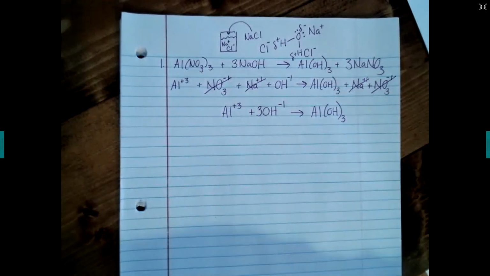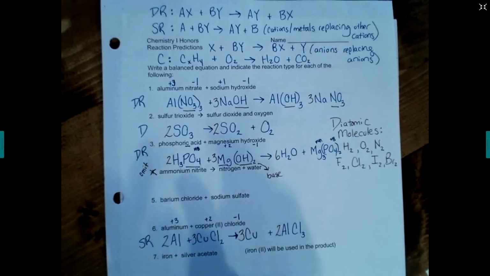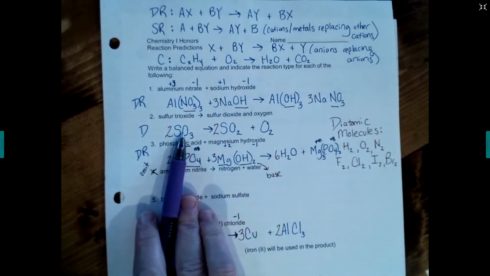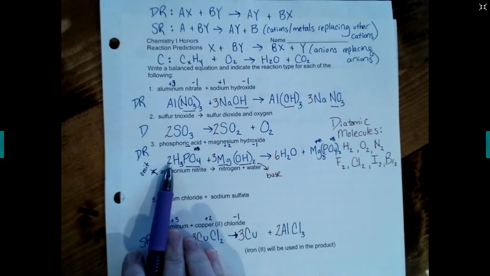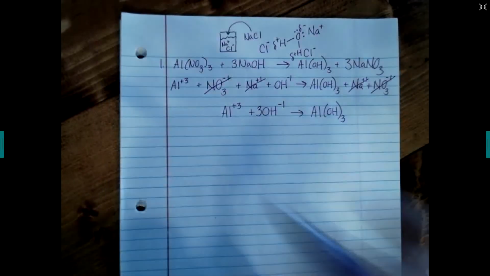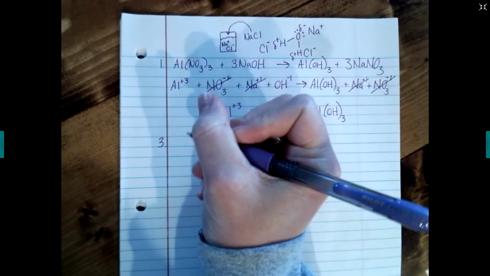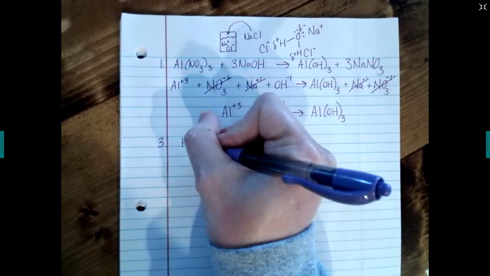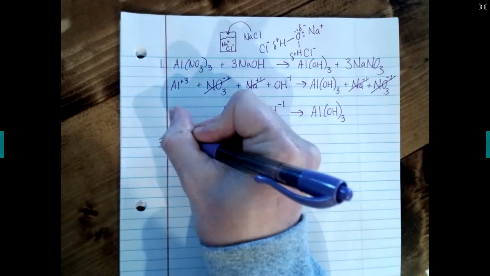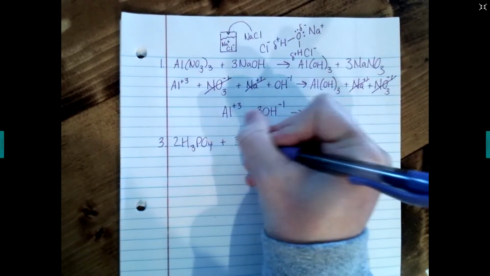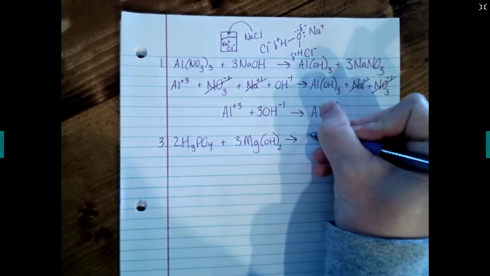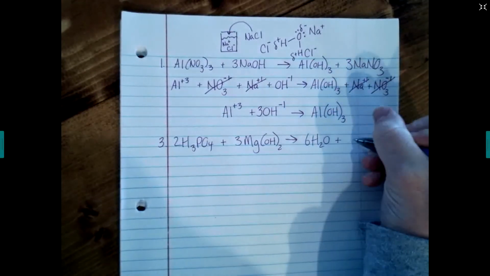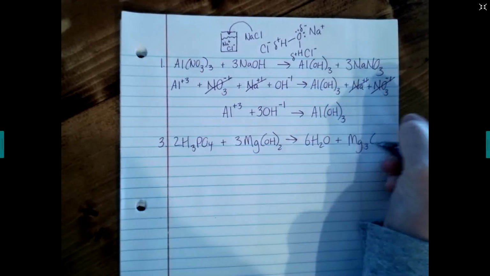All right, so looking back at our worksheet, we're going to skip number 2. Remember, you're only doing this for single replacement and double replacement reactions, so number 2 does not apply. So we're going to do number 3 now. So we have phosphoric acid plus magnesium hydroxide yields 6 water molecules and magnesium phosphate.